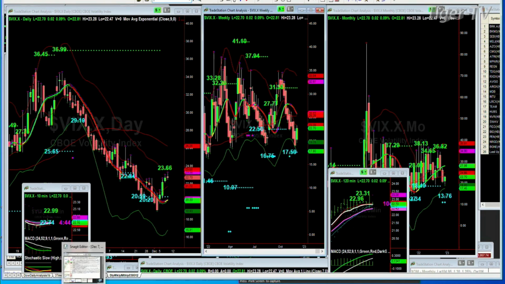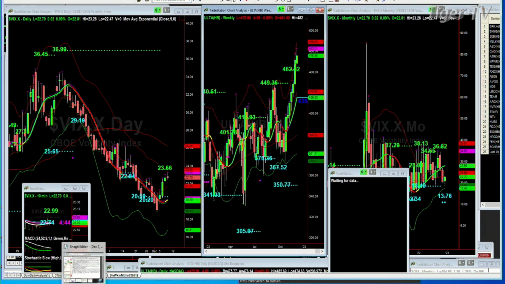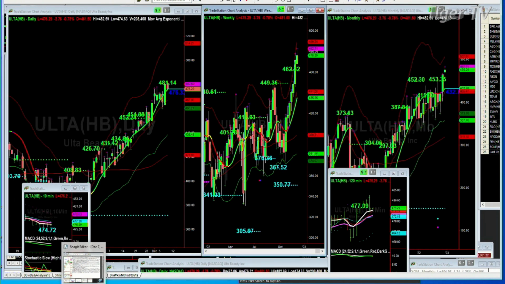But a question came in about Alta. What would you consider for the downside? Well, it just hit a resistance level in the daily of 481. That's what's notated here. The high today is 482.69, so it went just above that. It's pulling back a little bit. It went over the 462 level in the weekly, and over the 120-minute chart level of 477.